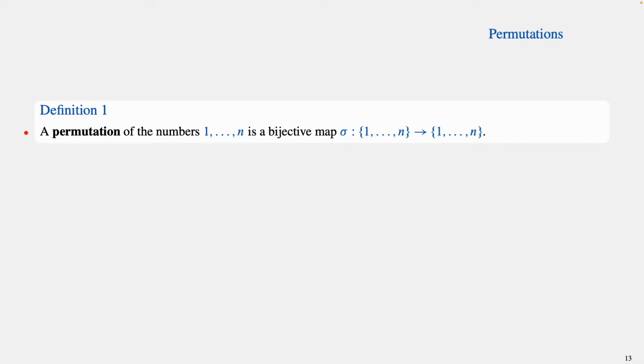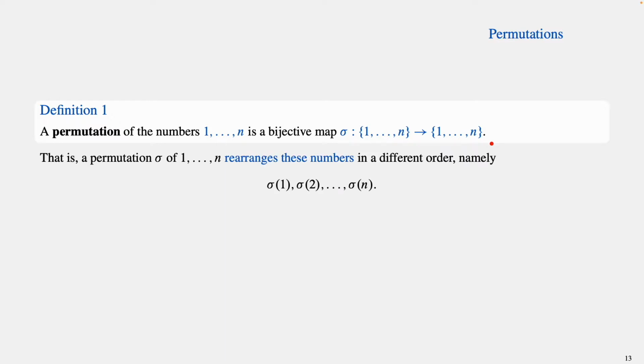First, we need to know what a permutation is. So a permutation of the numbers 1 to n is a bijective map, which I call sigma, from the set of the numbers 1 to n to itself. What this means is that a permutation takes the numbers 1 to n and rearranges them in a different order, namely in the order sigma 1, sigma 2, sigma n. So we think of this in position 1. We have the image of the element 1 under the map sigma. In position 2, we have the image of the element 2 under sigma, and so on.